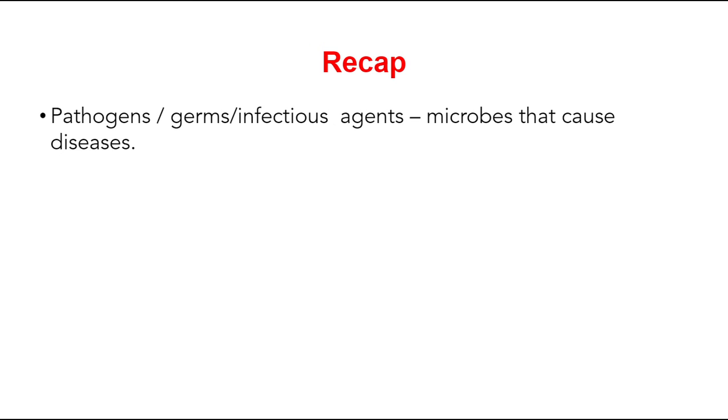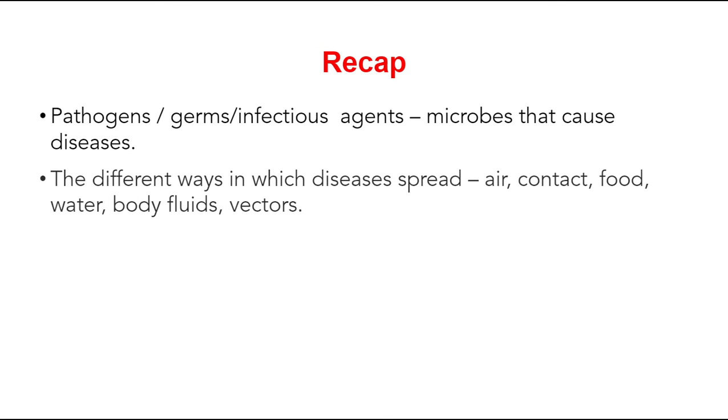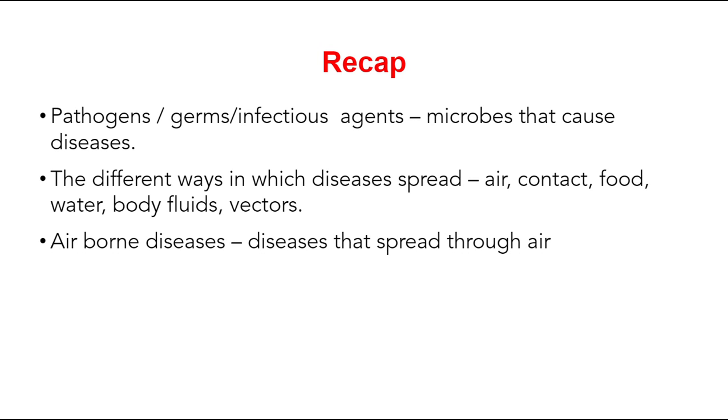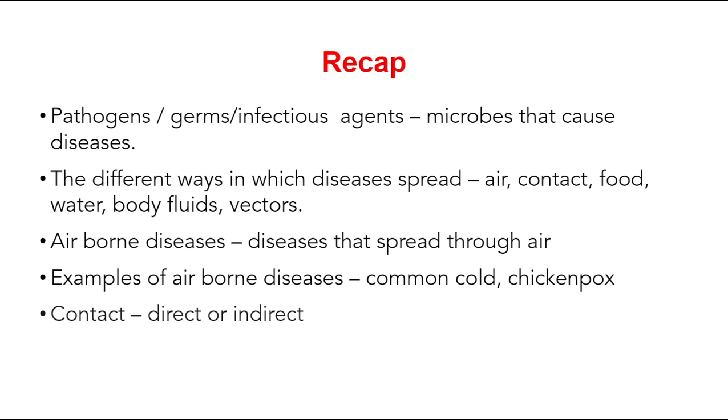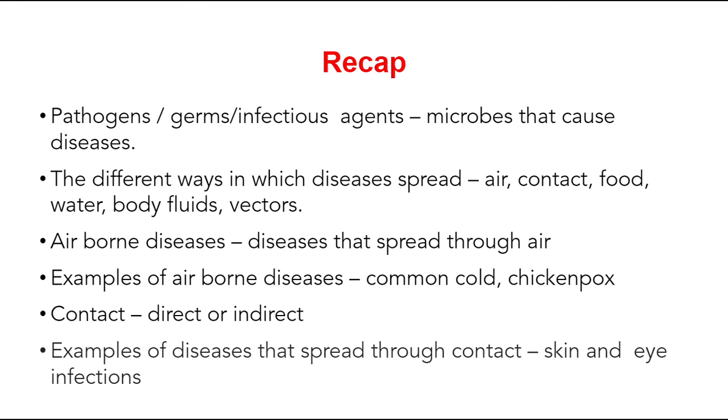Now let's have a quick recap. Pathogens or germs or infectious agents are microbes that cause diseases. And the different ways in which diseases spread are air, contact, food, water, body fluids, and vectors. And airborne diseases are what? Diseases that spread through air. And examples of airborne diseases are common cold and chickenpox. And diseases can spread through contact by direct contact or indirect contact. And examples of diseases that spread through contact, I'll just give you one example, that is skin and eye infections.